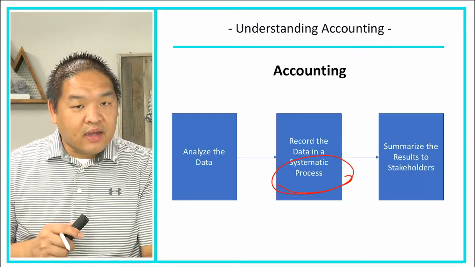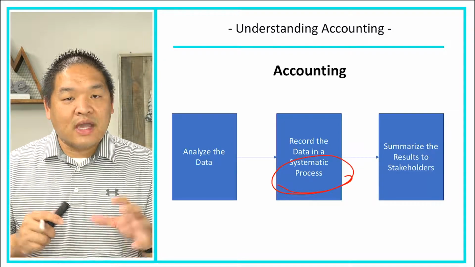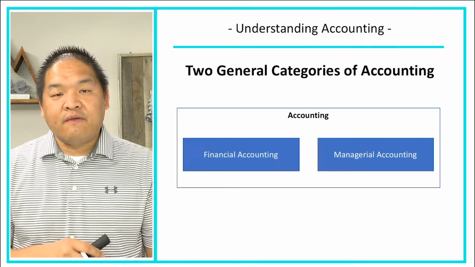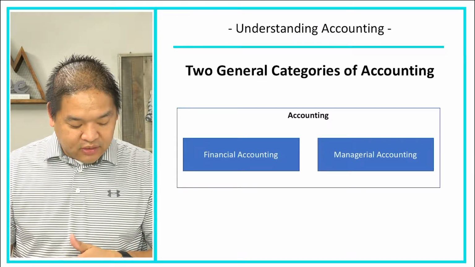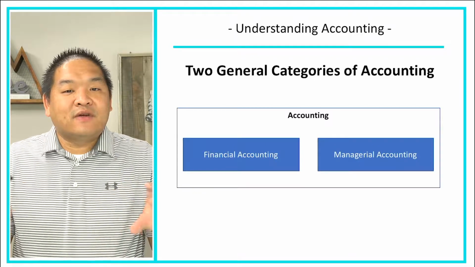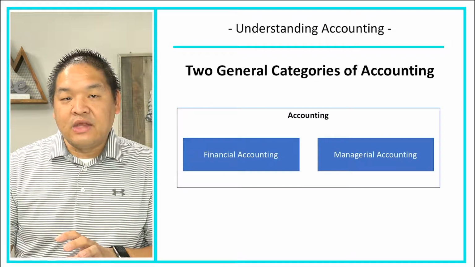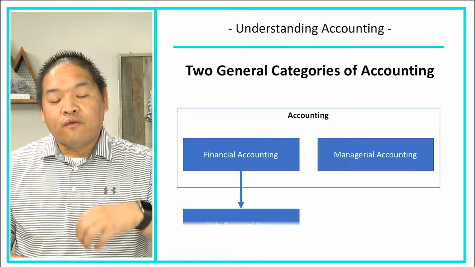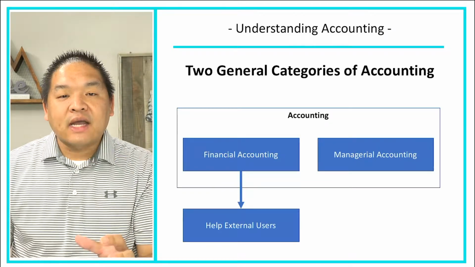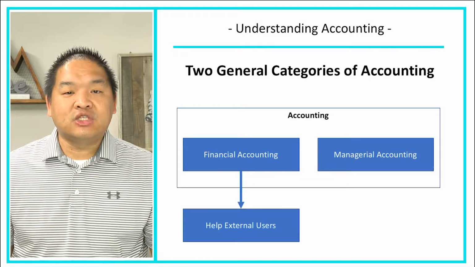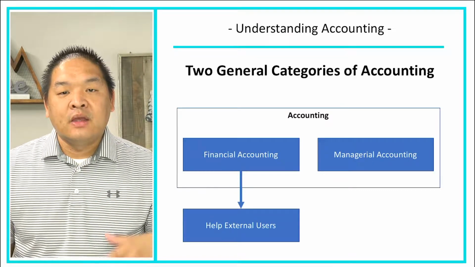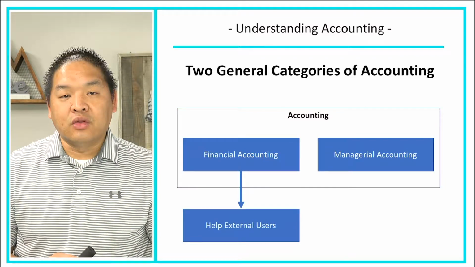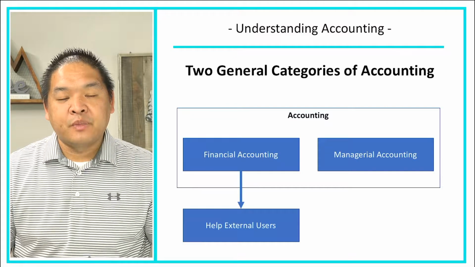Now, when we talk about accounting here, we also have two general categories of accounting. Those two general categories include financial accounting and managerial accounting. Now, there are two different sets of users that use one versus the other. When we talk about financial accounting, we're talking about producing information for external users. So those external users are people outside the organization, typically outside of management. They need information in order to make decisions on the corporation or the company that they are looking at. And we'll talk about those decisions later on.